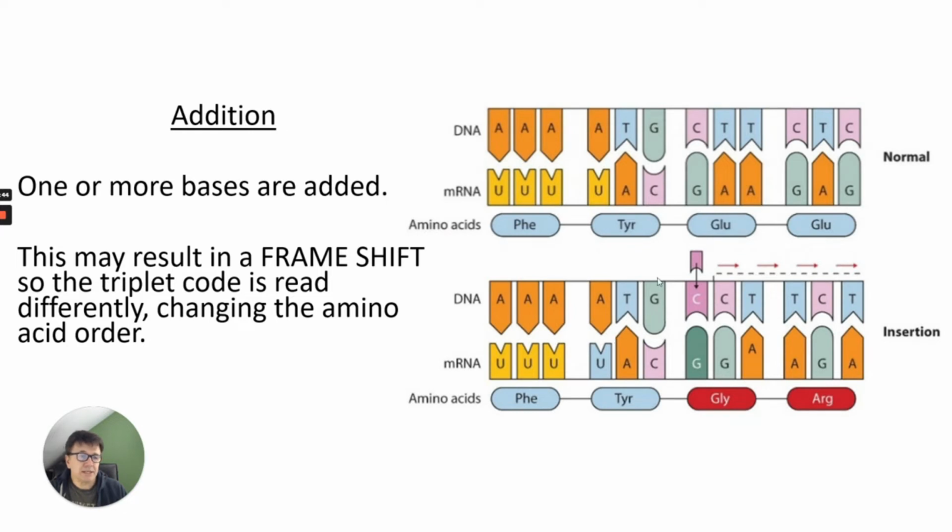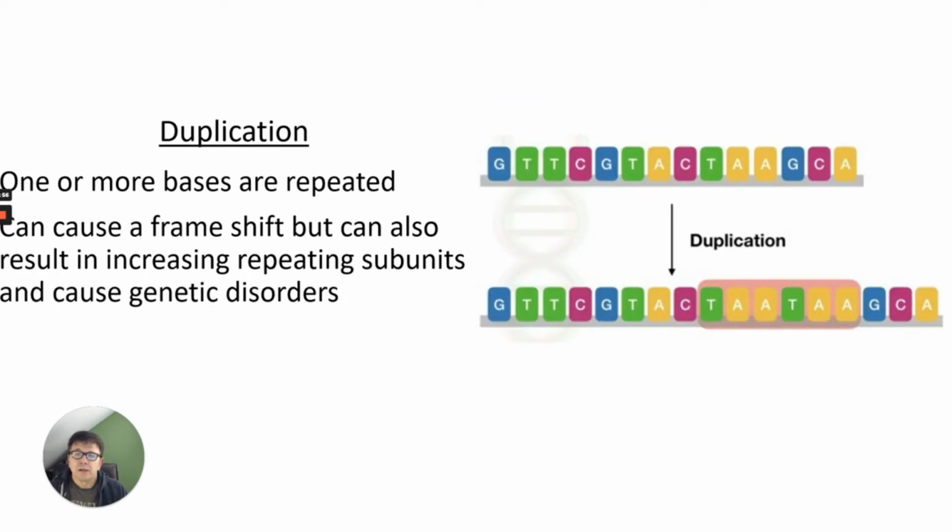So the triplet code is read differently and it changes all the amino acid order from that deletion. Addition is very similar, where there's an addition of a base. This again may result in a frame shift the other way, so the triplet code is read differently, changing the amino acid order. Duplication is an interesting one where one or more bases can be repeated. In this case you can see the triplet code TAA is repeated, and it can be repeated quite a few times, not just once.